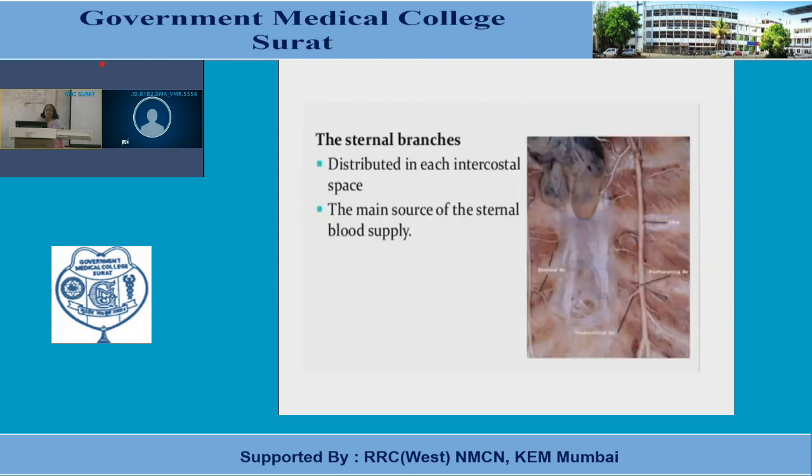Another important branch of the internal thoracic artery is the sternal branches. They are distributed in each intercostal space and are the main sternal blood supply. This is the diagram showing the sternal branch of the internal thoracic artery. This is the internal thoracic artery and this is the sternal artery. You can see here the perforating branch as well, and this is the mediastinal and superior epigastric.